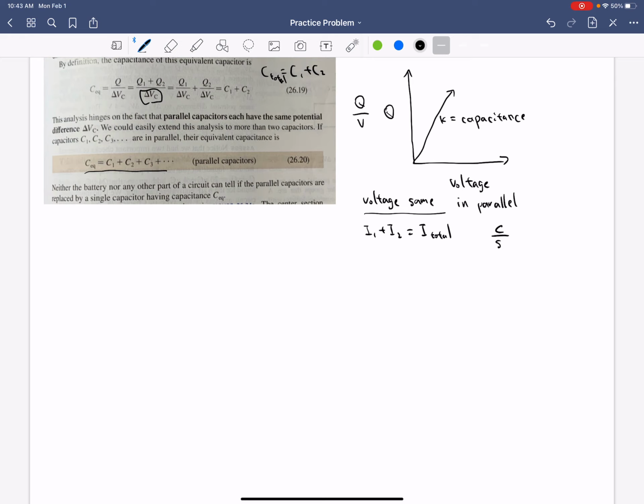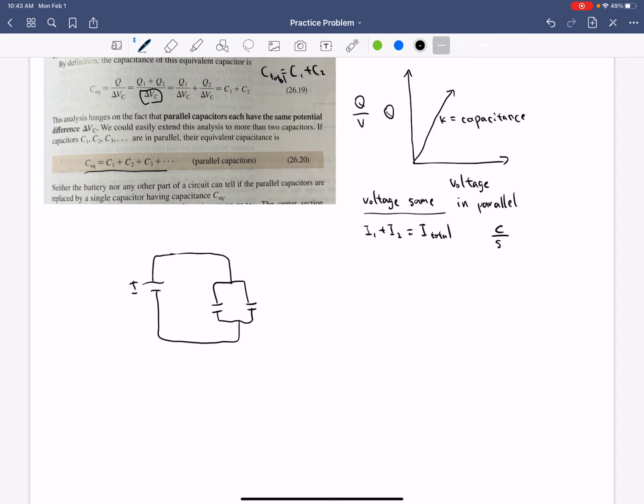capacitance C equivalent. So this is saying that, for example, if you have a circuit with... oops, hold on. Let me just draw it in real quick.